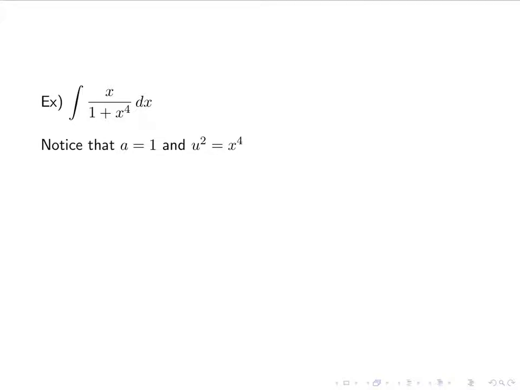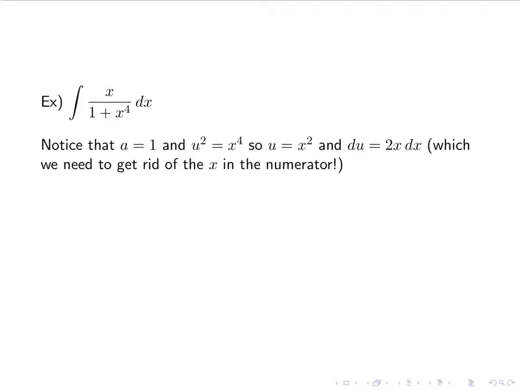So a is 1, right? A squared is 1, which means a is also 1. U squared is x to the 4th, which means u is x squared. And remember, x to the 4th goes to x squared because I'm dividing by 2, not because the square root of 4 is 2, but because 4 divided by 2 is 2. So u is x squared.